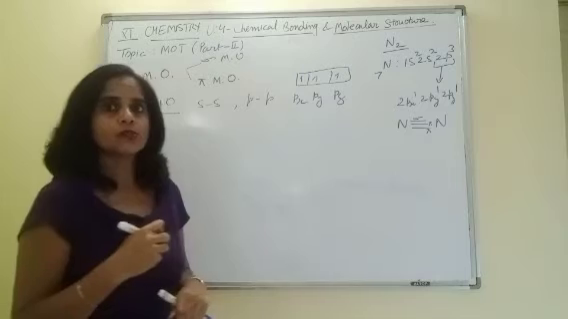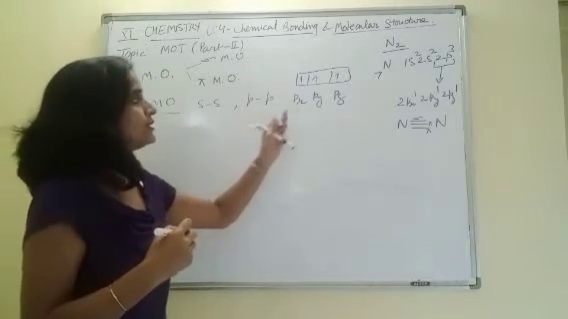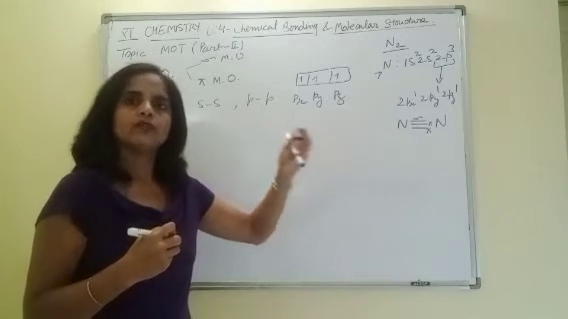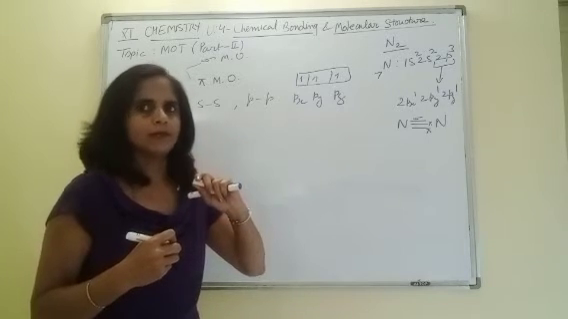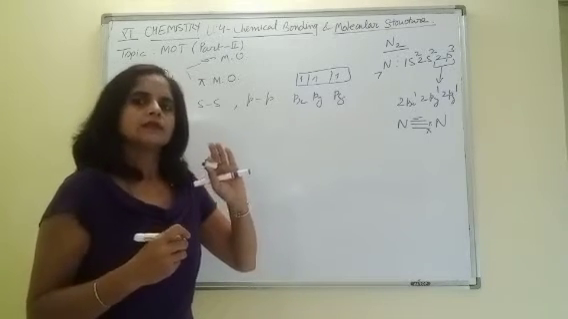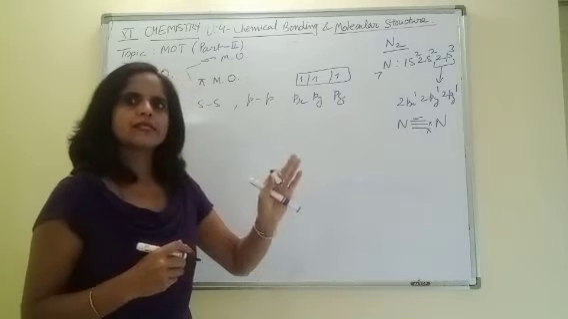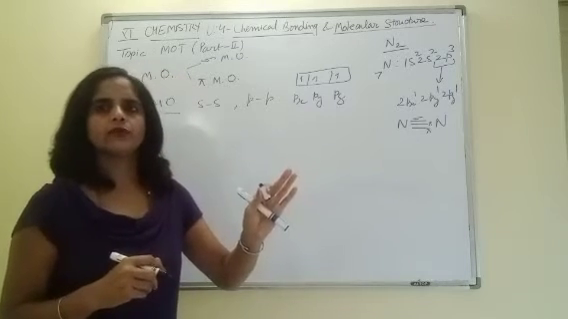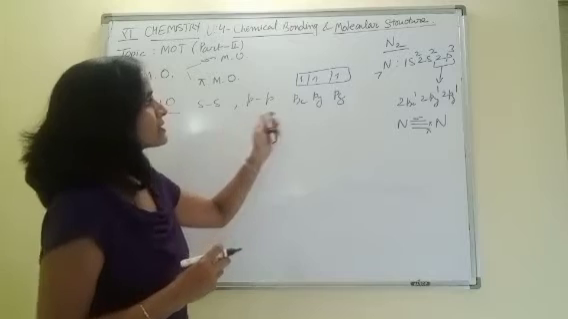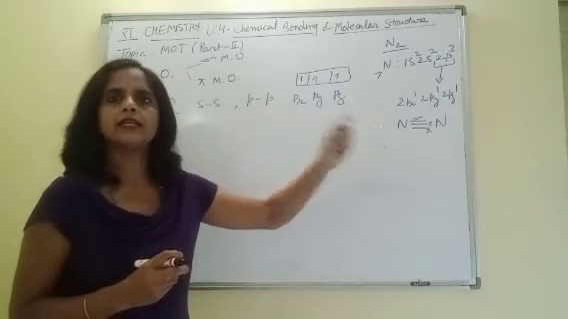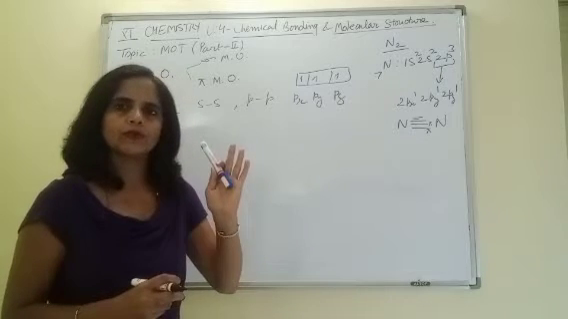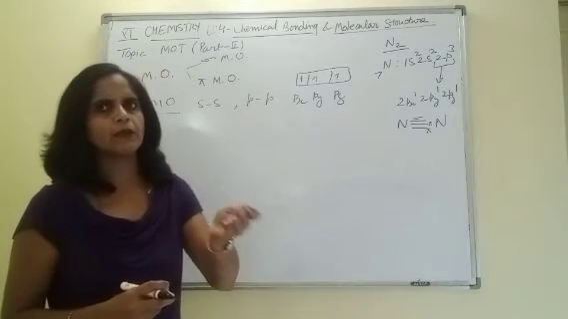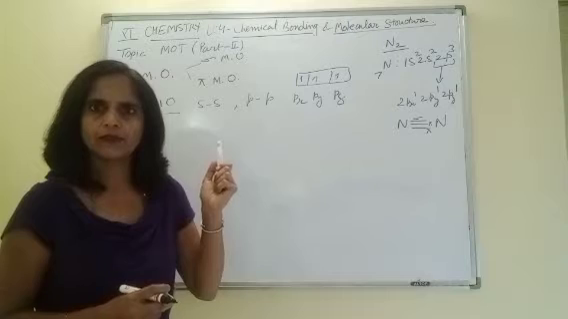Now the question comes to our mind: out of these three, which one will make the sigma bond and which one will make the pi bond? The answer is absolutely simple, without any confusion. As these three are degenerate orbitals, it means anyone can make a sigma bond. It can be px, it can be py, it can be pz.